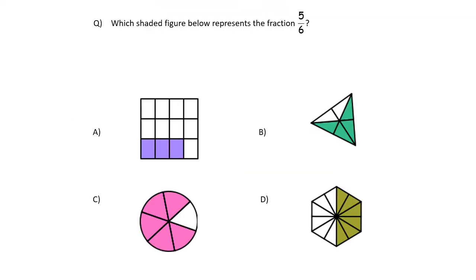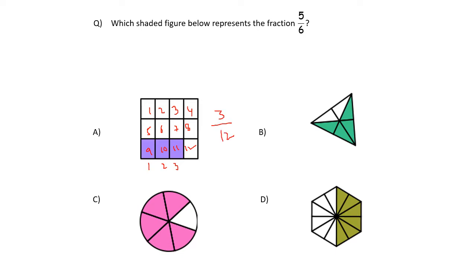Let's try to solve this question. Which shaded figure below represents the fraction 5 over 6? To solve this, we have to find out the value of each of the diagrams. So let's consider the first one. What is the total number of boxes here? 1, 2, 3, 4, 5, 6, 7, 8, 9, 10, 11, 12. So the total number of boxes is 12, but how many of them are shaded? Just 1, 2, 3. So the answer is 3 over 12, right?